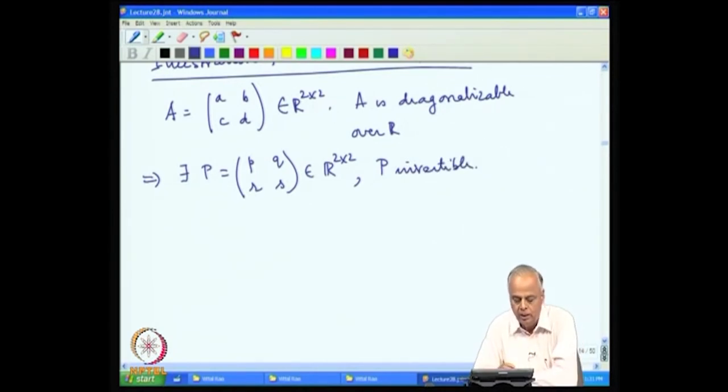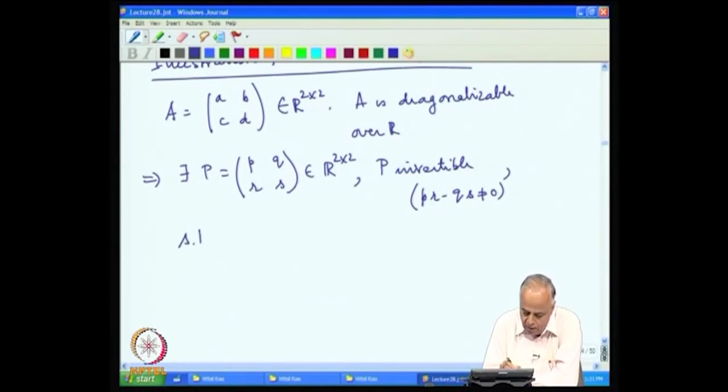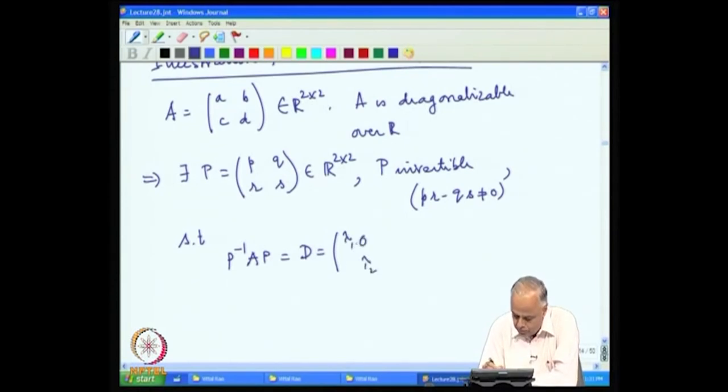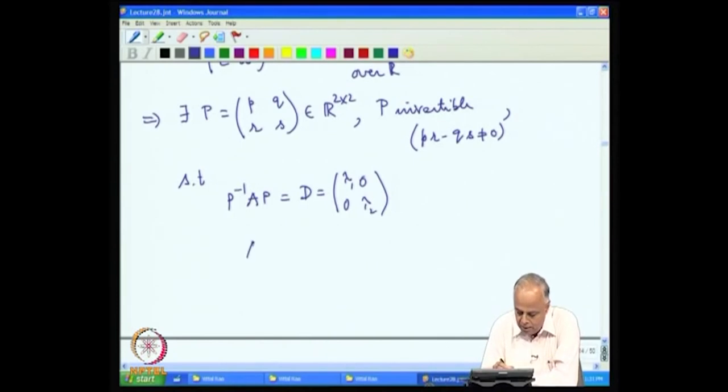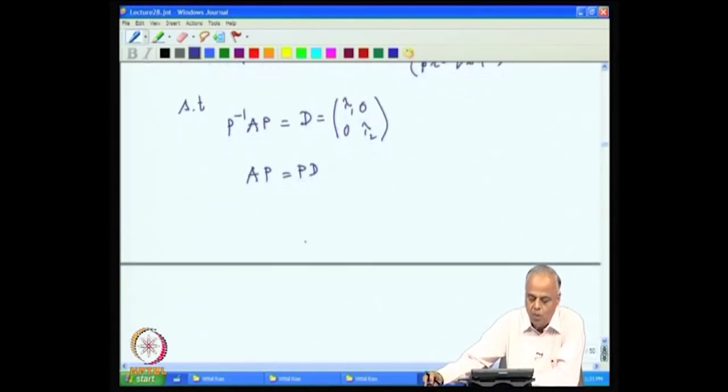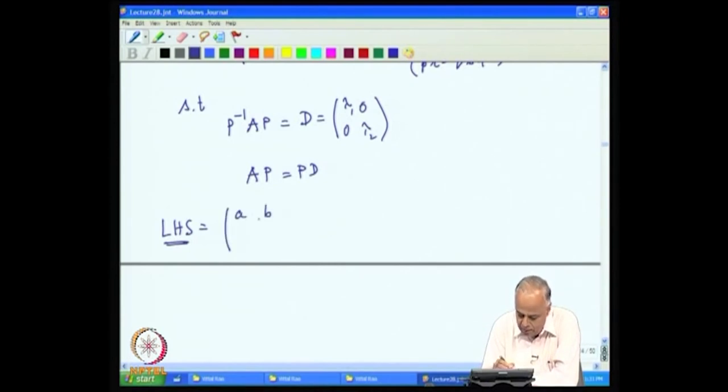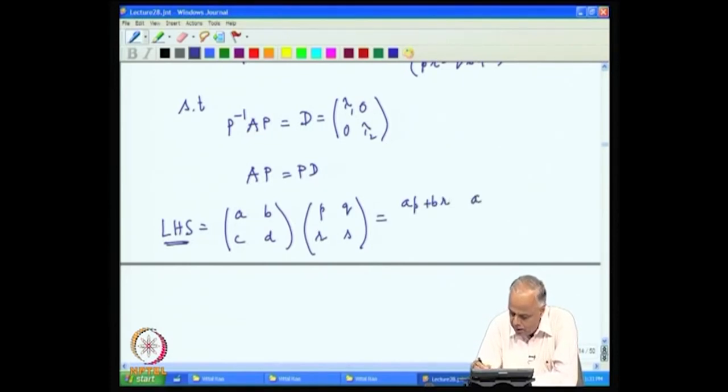What does P invertible mean? The determinant is not 0. So, P R minus Q S is not equal to 0 such that P inverse A P is equal to a diagonal matrix. Let us call that lambda 1, lambda 2. What does this mean? This says A P equal to P D. Now, what is A P on the left hand side? A is A, B, C, D, P is P, Q, R, S, which is equal to A P plus B R, A Q plus B S, C P plus D R, C Q plus D S.